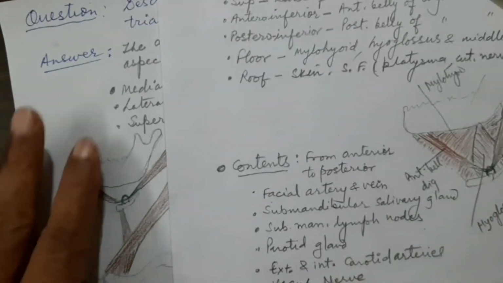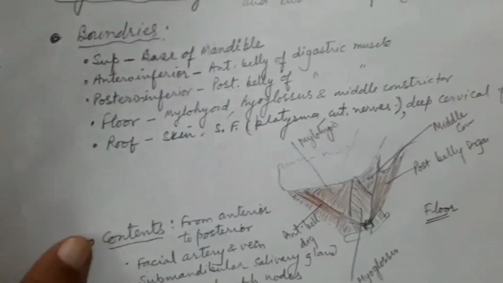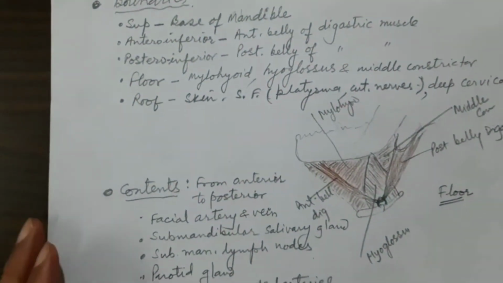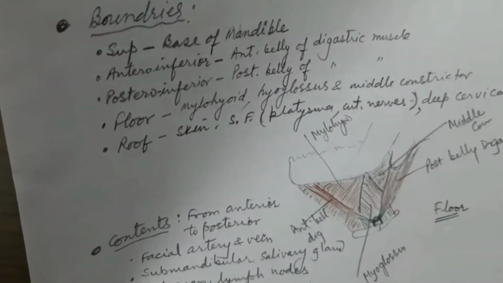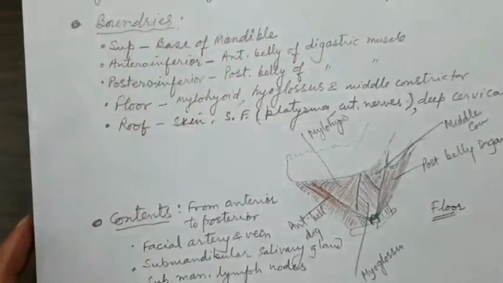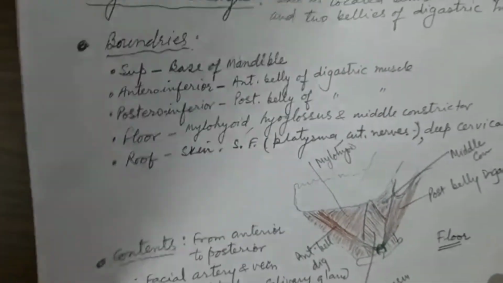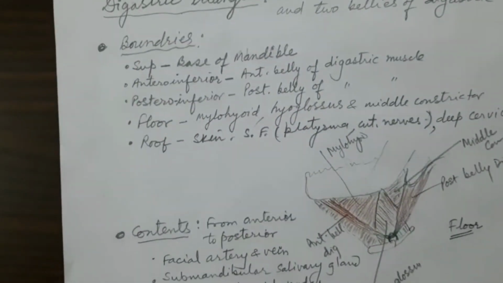So many contents are there in the digastric triangle, but the most important are the submandibular gland and submandibular group of lymph nodes, the facial artery and facial vein, and the internal and external carotid arteries along with the vagus nerve also. So this is the digastric triangle.